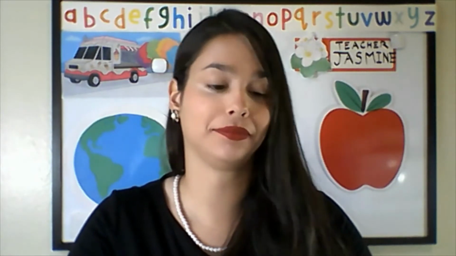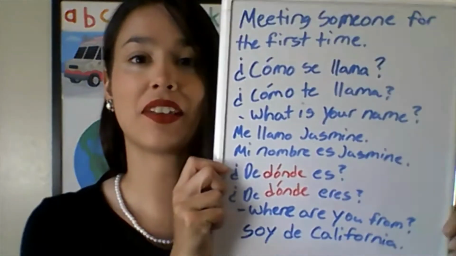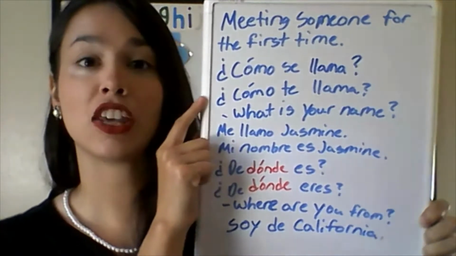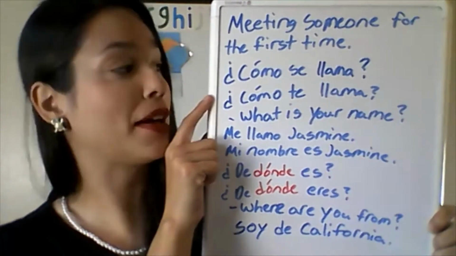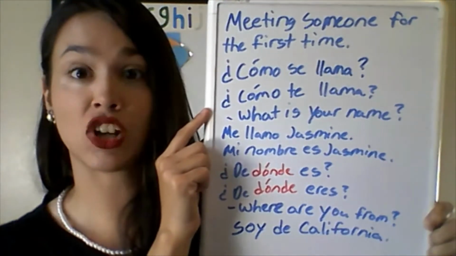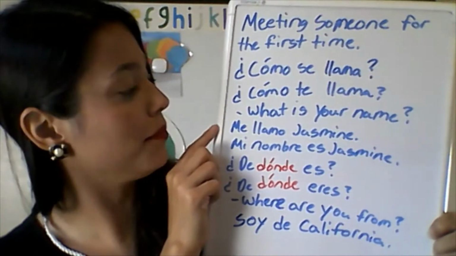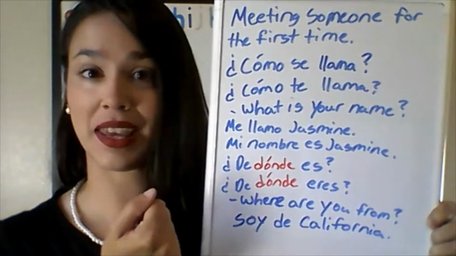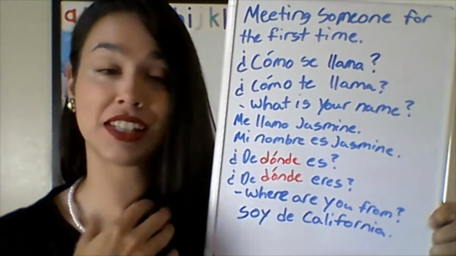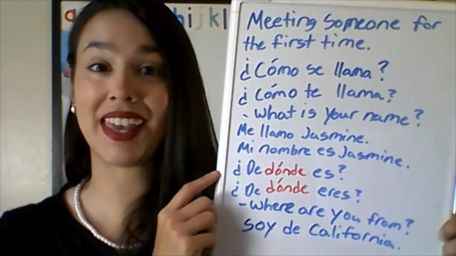Now let's go ahead and review some greetings that you can use in Spanish when meeting someone for the first time. Okay, so here's our first one. You can simply ask, ¿Cómo se llama? Or, ¿Cómo te llamas? Which means, what is your name? Your response can be, me llamo, and then your name. In this instance, me llamo Jasmine. Or, mi nombre es Jasmine.